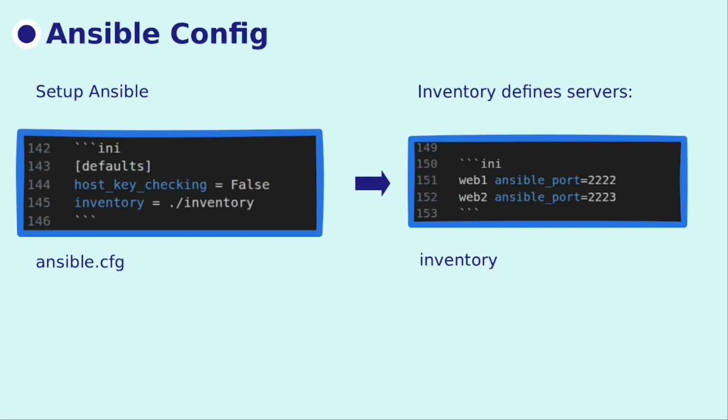Ansible config. Setup Ansible. Now we configure Ansible. In the Ansible config file, we disable host key checking to simplify connections. Then we define our inventory. web1 accessed on port 2222, web2 accessed on port 2223. The inventory tells Ansible: these are the servers you will manage. These adjustments allow us to scale easily by just adding more entries.